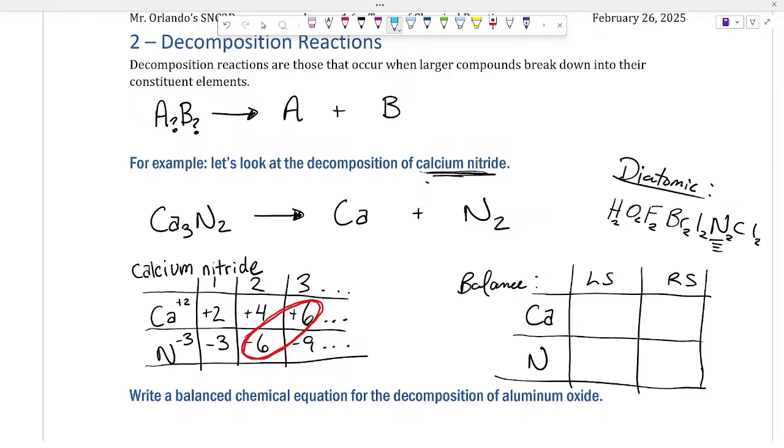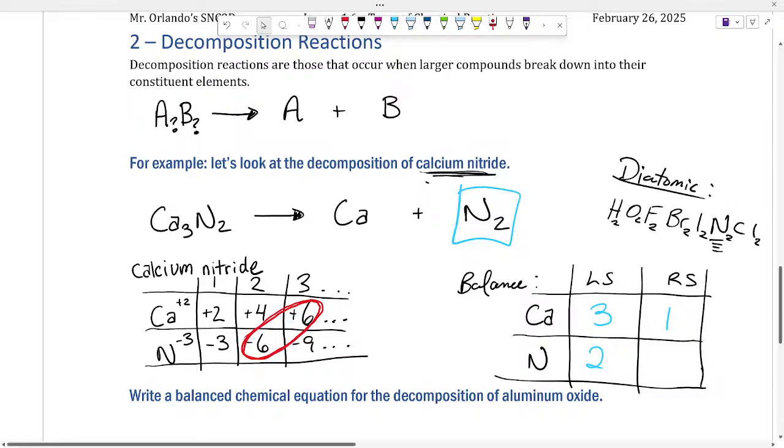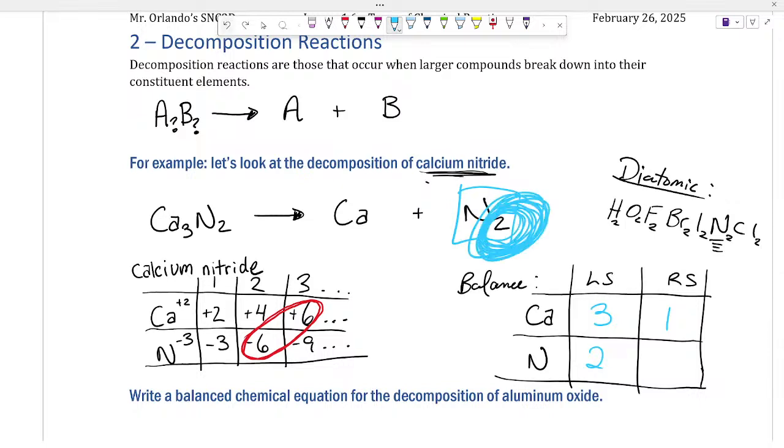So, calcium nitride, how many calciums do we have on the left? 2. Nope, careful. Sorry, 1. Nope. 3. 3, good. That's okay, don't be sorry. How many do we have on the right? 1. Excellent. How many nitrogens over here? 2. Very good. And how many nitrogens over here? 1. Only one N2, but each N2 has how many nitrogens? 2. Very good.